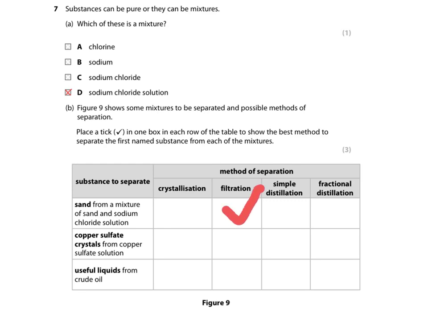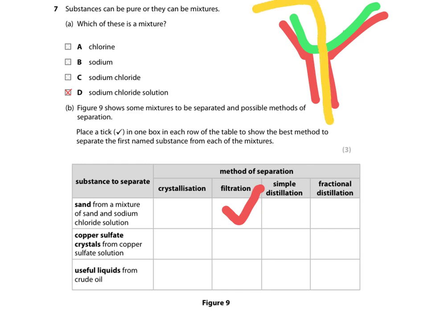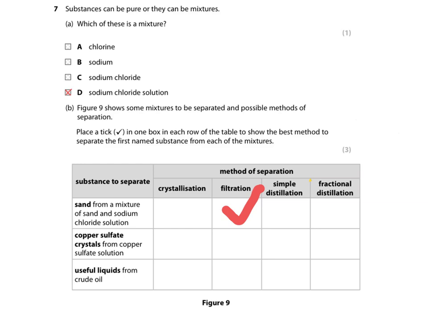So we get a filter, a funnel, looks like that, and put some filter paper in here. We pour the mixture through. The sodium chloride solution and the water will go straight through, and we'll get sand collected on the filter paper, so we've separated them. So the next one says we want to get copper sulfate crystals from copper sulfate solution.